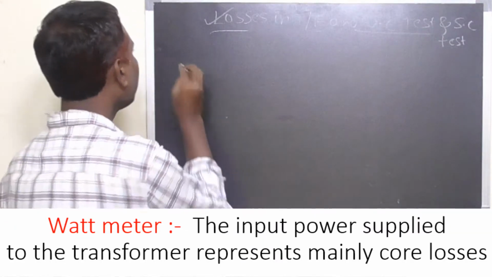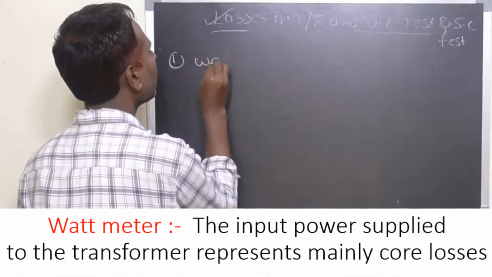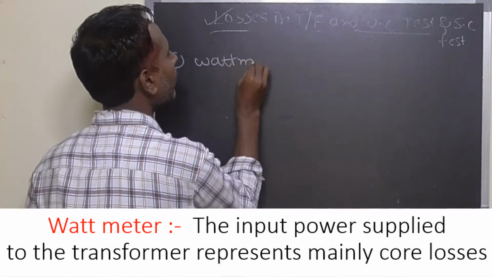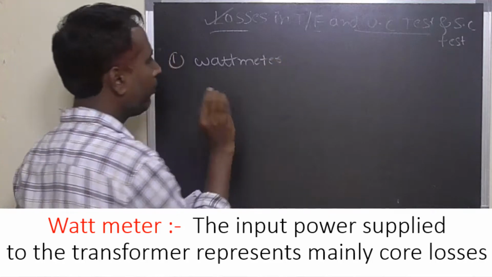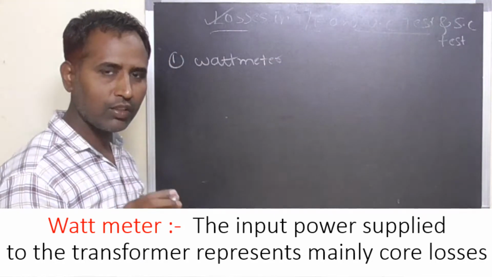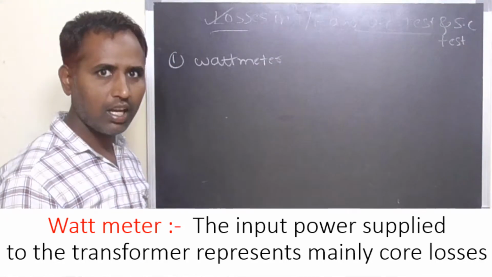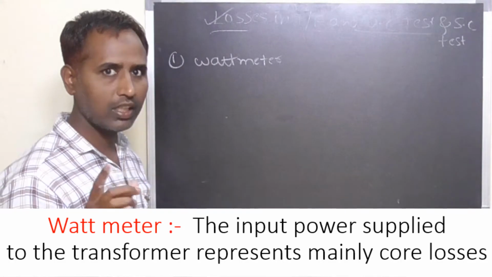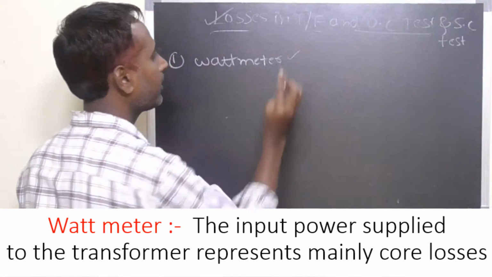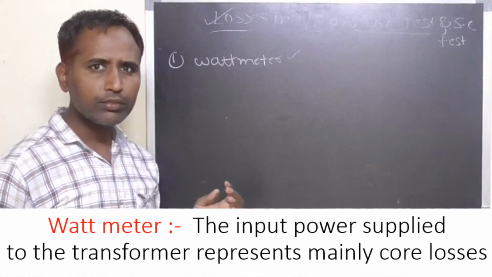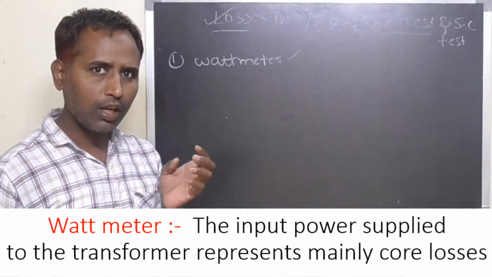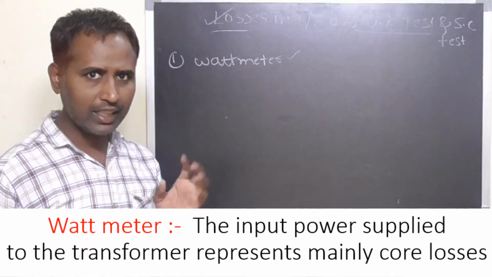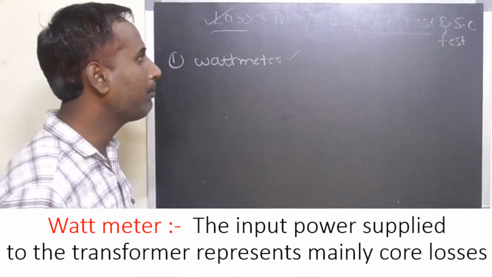Okay, this is important. We are using the watt meter to find out the iron losses or core losses or no load losses. This is a very, very important point. So how do we perform an open circuit test? Okay, I will tell you in a simple way.